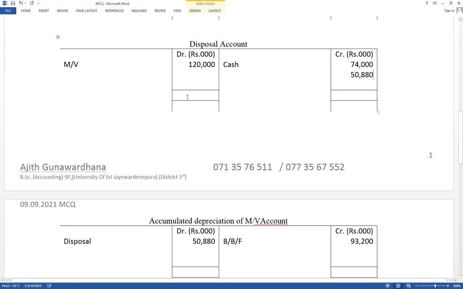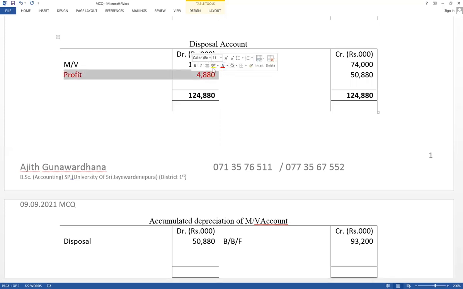Now close the disposal account. Disposal profit and loss can be calculated. Therefore, credit side take total value. Total value equal 124,880. Then take that value to the debit side. The difference value is profit, the disposal profit. Therefore, difference value equal 4,880. That is a disposal profit. Therefore, the first one they ask, disposal profit equal 4,880. By preparing the disposal account, disposal profit and loss can be calculated.